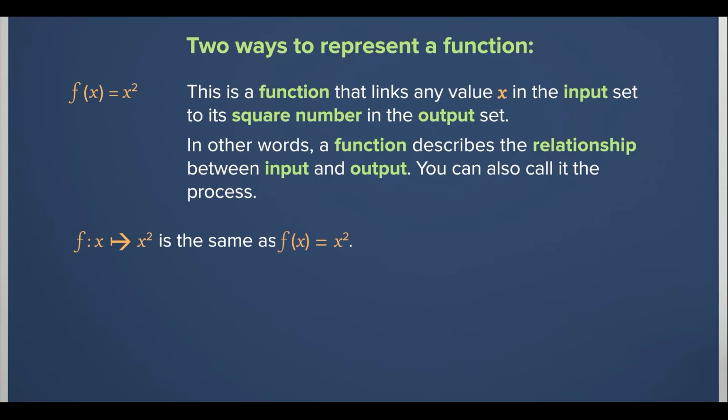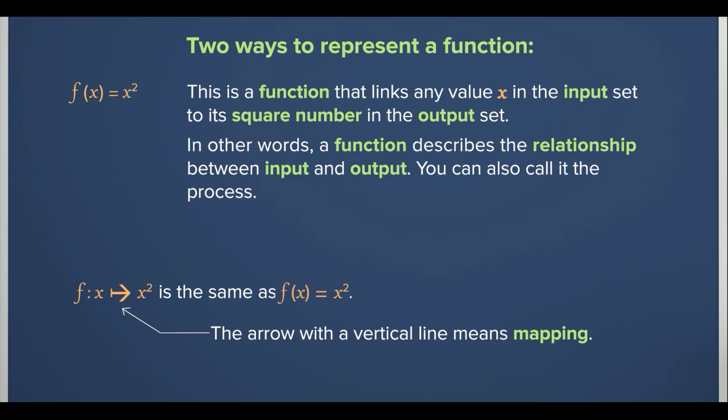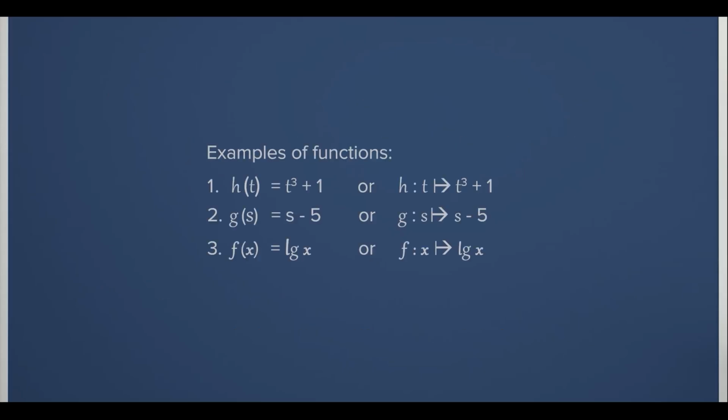Now, for the second way of representation, the arrow with a vertical line means mapping. This means any value of x will be mapped to the square number of itself. In both cases, f is the name of the function, x is the input variable, and x squared is the process done to the input variable to get the output. And it doesn't have to be f of x all the time. You can name the function in your own way. For example, h of t equals t cubed plus 1.